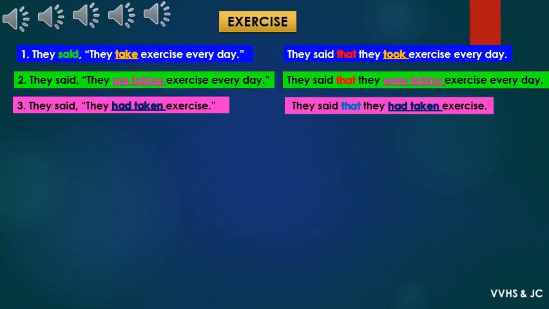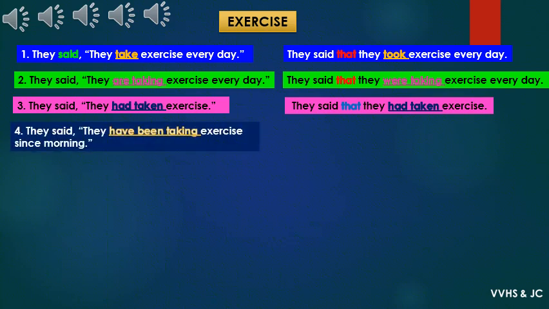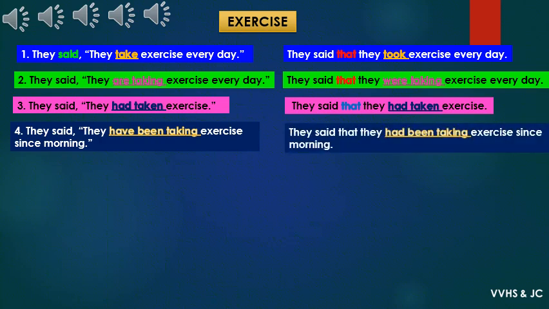The next sentence is, they said they have been taking exercise since morning. Here the tense of the reported speech is present perfect continuous. So what will be the tense in this indirect speech? Past perfect continuous. So the sentence will be, they said that they had been taking exercise since morning.